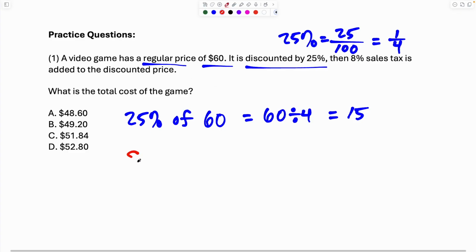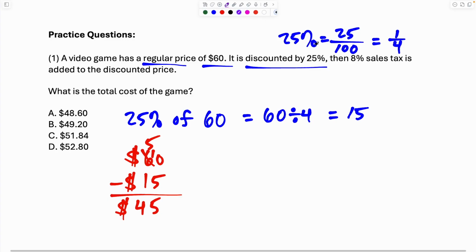So we could start by just taking $60 and subtracting $15 because that's, once again, the discount of the video game here, 25% off. So we do 60 minus 15, and I'm going to borrow here, make a 5, put a 1 over here. 10 minus 5 is 5. 5 minus 1 is 4. So $45 is the discounted price.